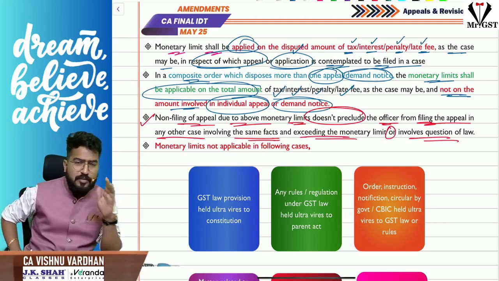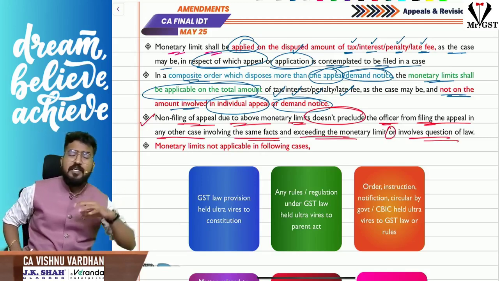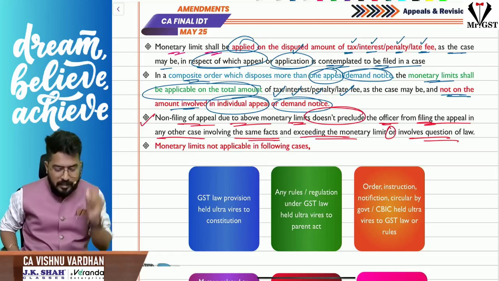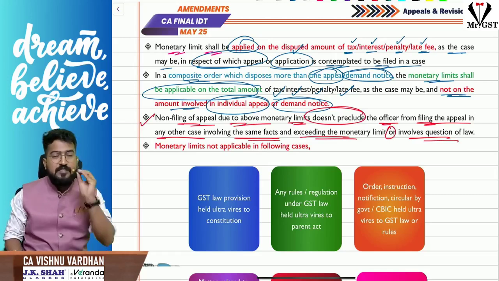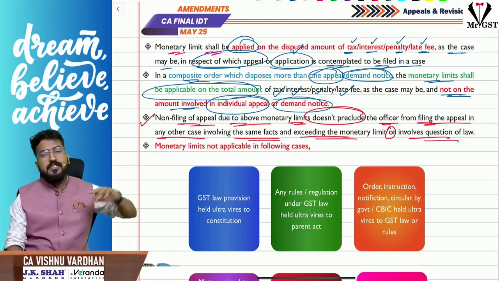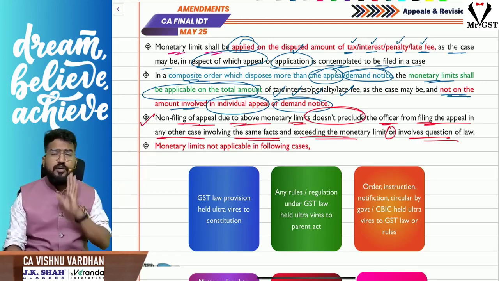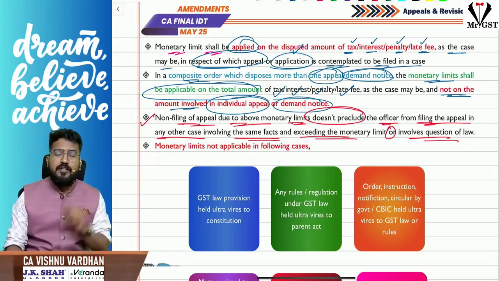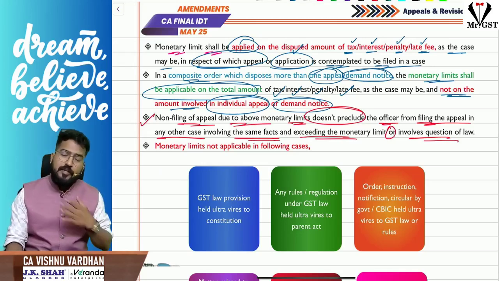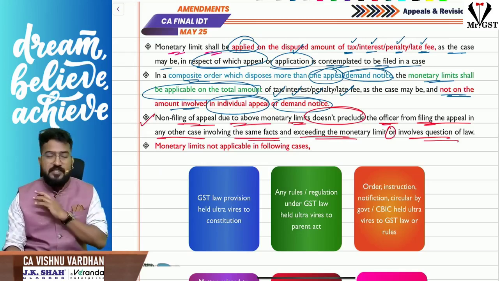If it involves a question of law or exceeds the monetary limit, even with the same facts and circumstances, we can go for an appeal. You cannot say that in some other situation you did not go for an appeal for the same type of order. You cannot say, I did not go there because I have certain restrictions and limitations, that is why I did not go.